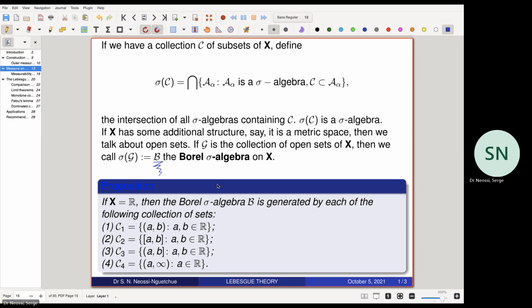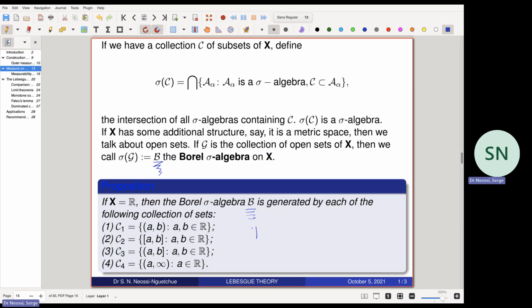We have a proposition here. If we take X to be the real numbers R, then the Borel sigma algebra B is generated by each of the following collections of sets. So B is the Borel sigma algebra defined here, the sigma algebra generated by the topology of X, because we take the collection of open sets of X. Now we take the particular case where X is R, and we still consider B, the Borel sigma algebra generated by the open sets of R. So we are saying that this same sigma algebra B can be generated by C1, C2, C3, C4. It will give us the same result.